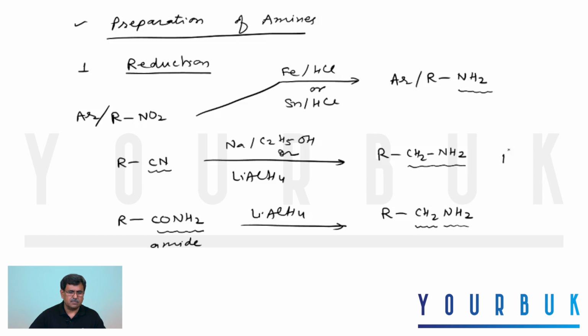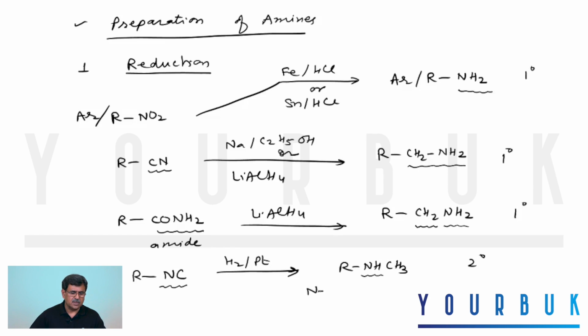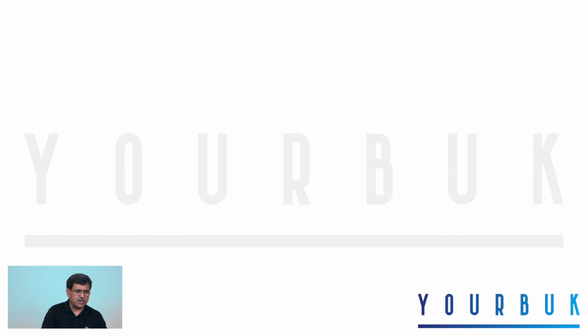It's a primary amine. So each one is primary, but we can also reduce the isocyanides, NC group, using H2 nickel or H2 platinum into a 2-degree amine. So the compound contains an NH group, so this is called a 2-degree amine. It's named as N-methyl alkanamine. So this is the first method, called reduction.